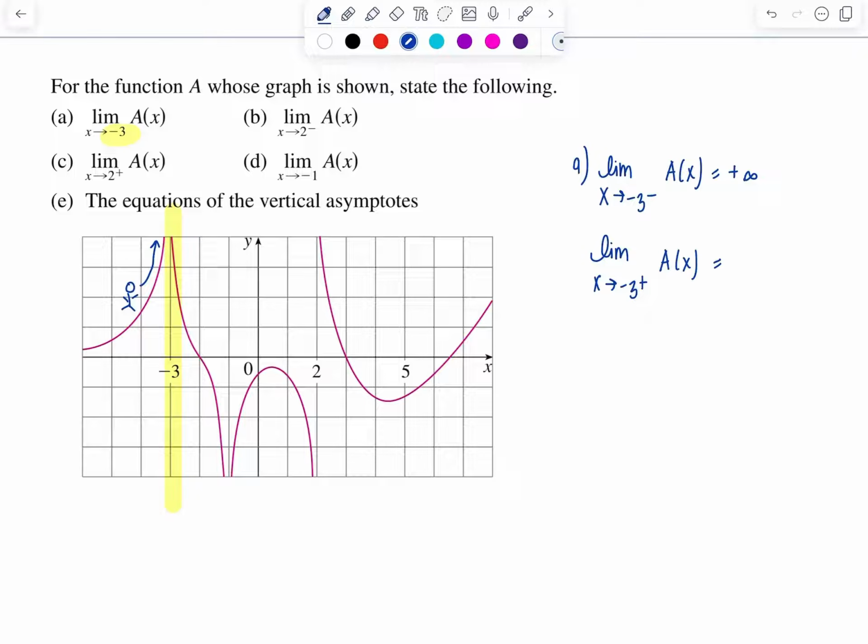And what if you're walking from the other side of the graph, from the right side of -3? Same thing, right? You're approaching positive infinity. So in this case, the limit from the left is equal to the limit from the right.